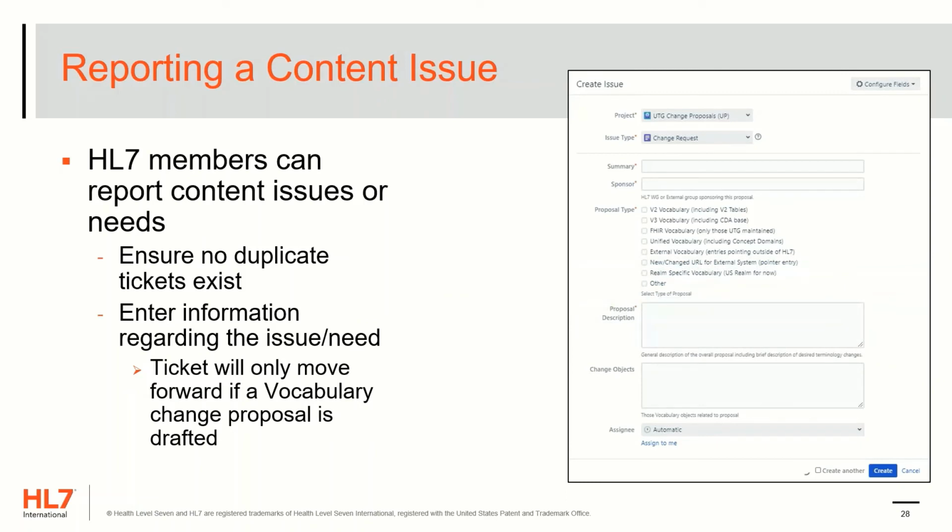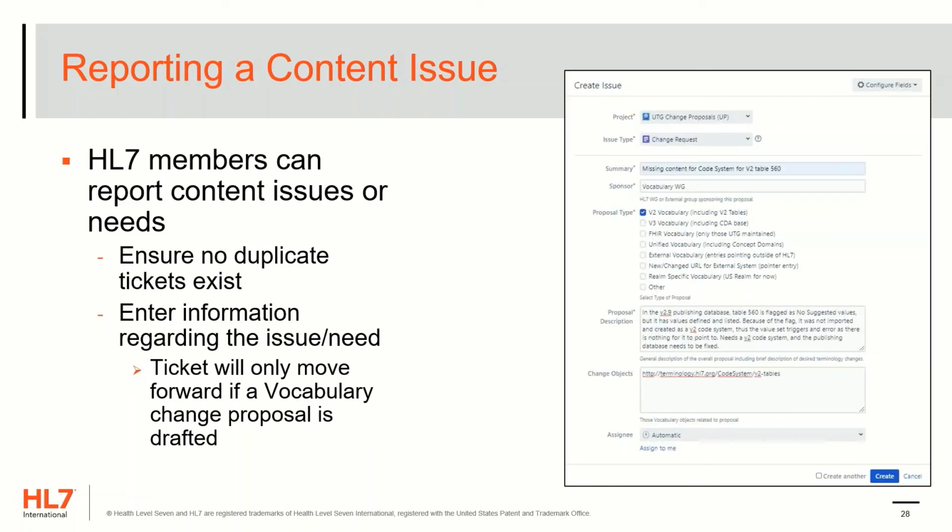This will bring up a form that will be submitted as the ticket. All fields that are required are marked with a red asterisk. You'll not be able to submit the ticket until those fields have been entered. The fields should all look familiar since we've seen them in the previous examples on the slides. Select either change request or technical correction based on the issue being reported.